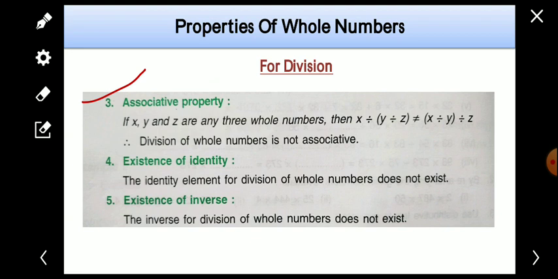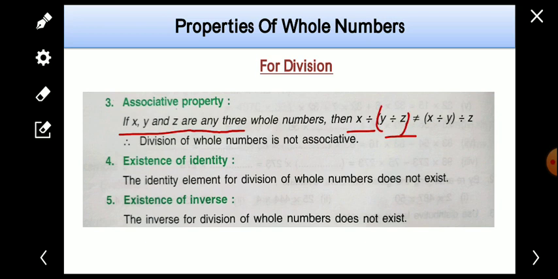If the result remains the same even after changing the grouping of the numbers, then we say that it is associative. But in division we can't change the grouping of the numbers. If x, y and z are three whole numbers, then (x divided by y) divided by z is not the same as x divided by (y divided by z). Here we have made the group of y and z, and there the group of x and y, and if we solve like this, we'll get different results in both cases.